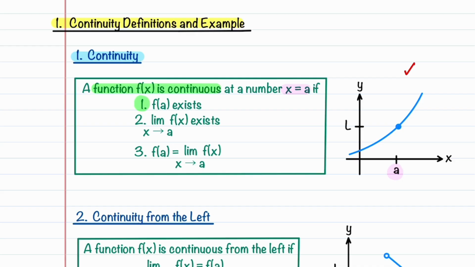The first one is that the function at point a has to exist. In our graph, we can see that our function does exist at point a. Our second condition tells us that the limit as x approaches a of f of x exists. In our graph, we can see that the limit exists because the limit from the left is equal to the limit from the right. Our third condition then tells us that both conditions 1 and 2 have to be equal. Looking over here at our graph on the right, our function value is equal to our limit. So this function is continuous.